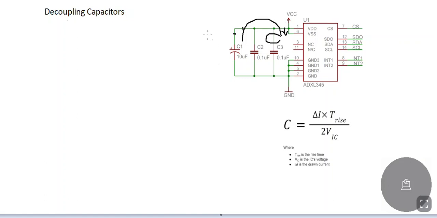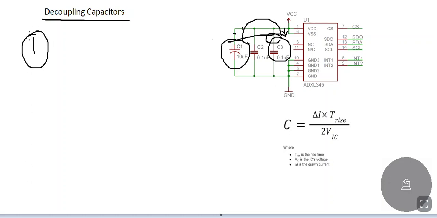Hello everyone. So today we'll talk about decoupling capacitors. And in decoupling capacitors, primarily we'll talk about why we connect multiple capacitors in parallel to the input pins of IC. And also we'll try to understand why we connect small value capacitors near to the IC pins and large value capacitors away from the IC pins. So we'll try to understand one by one.